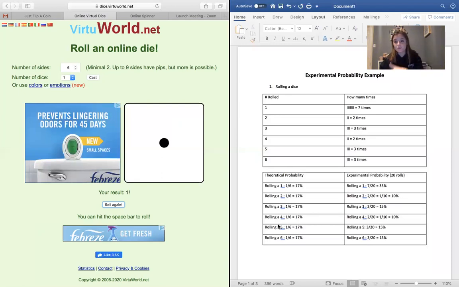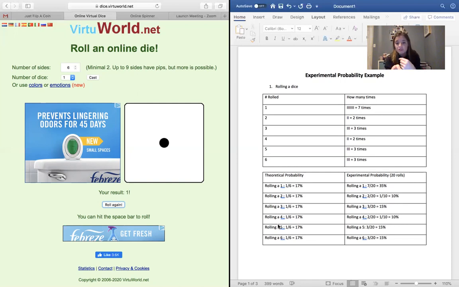Your experimental probability is going to be what you did roll. If you look here, rolling a 1, I rolled 20 times and got a 1 7 times. That means my experimental probability of getting a 1 was 7 out of 20. As a percent, 7 divided by 20, I typed that in my calculator, I got 35%. You do the same thing for 2. It was 2 out of 20, which reduces to 1/10. That's 10%. And so on and so forth.